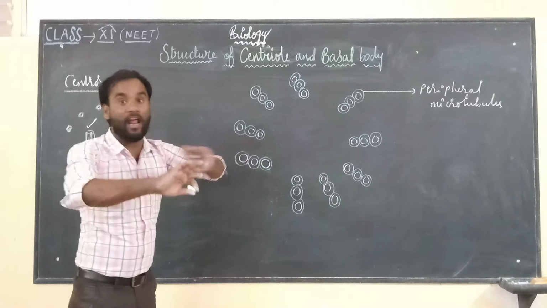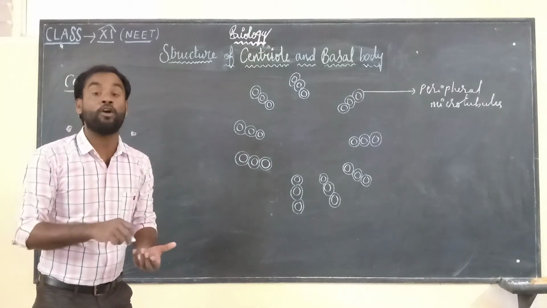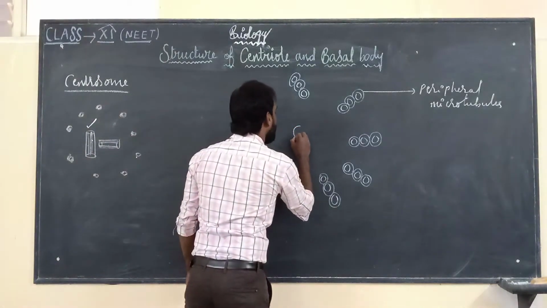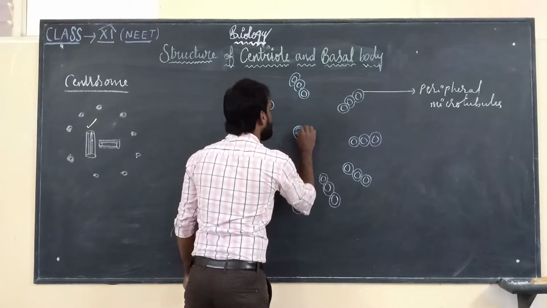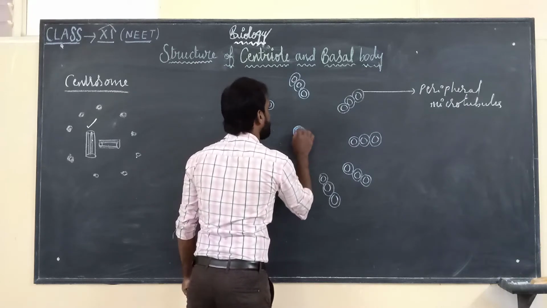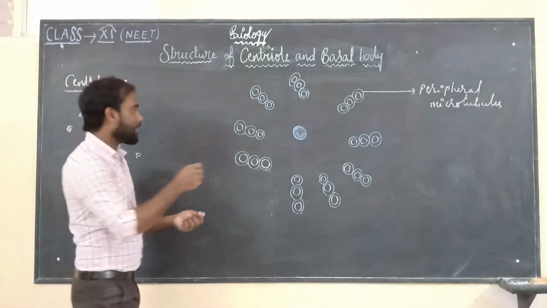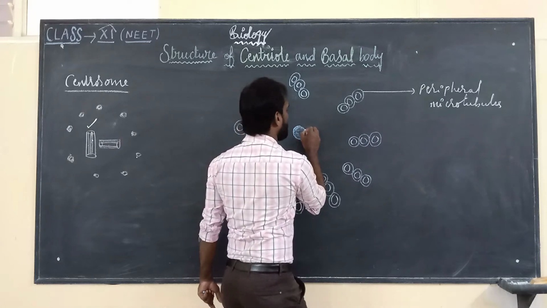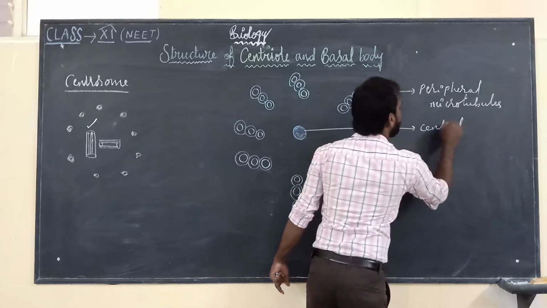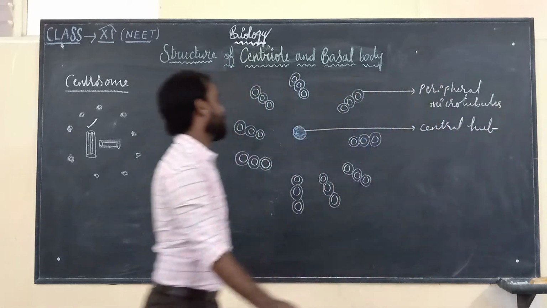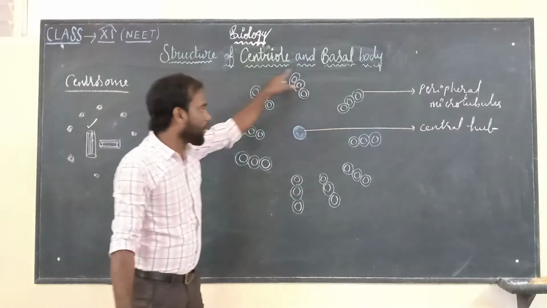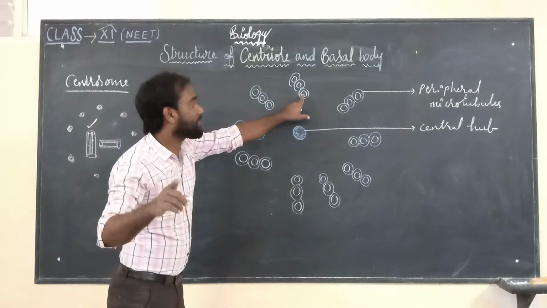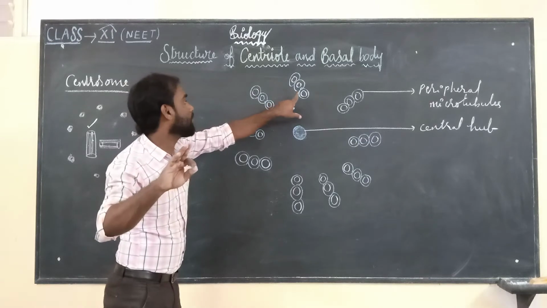And at the center, there are no microtubules. Why? Because it is a 9 plus 0 microtubular arrangement. So at the center, there are no microtubules, but there is a structure called the hub. This is called the central hub. So nine peripheral microtubules, central hub. Each peripheral microtubule is a triplet, which contains three submicrotubules A, B, C.